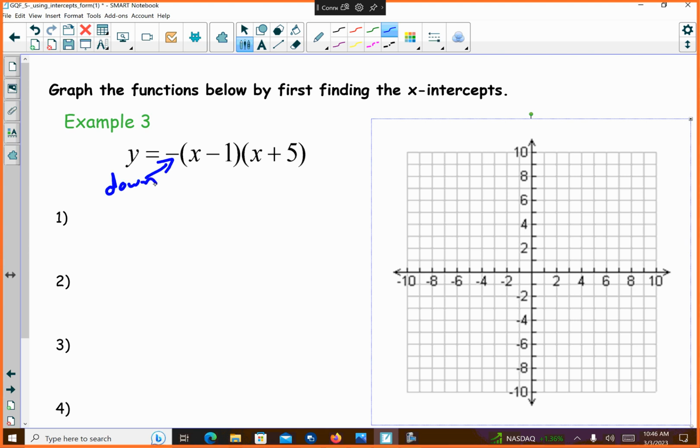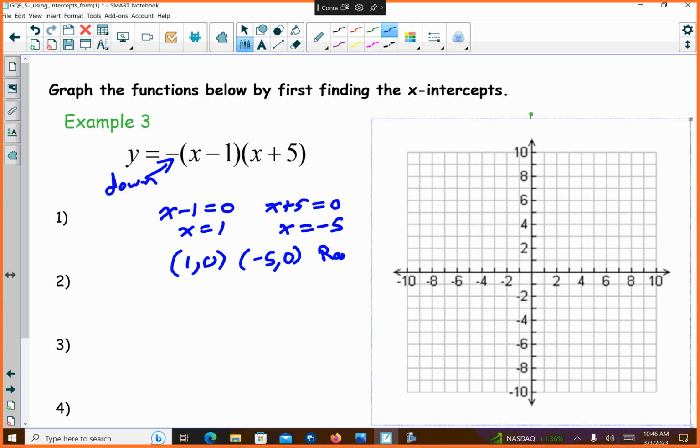Okay? So I'm going to go x minus 1 equals 0 and x plus 5 equals 0. Notice I didn't even incorporate that negative in there. Add 1 to both sides, subtract 5 from both sides. So I find that I get 1 comma 0 and -5 comma 0, and those are called my roots. So 1 comma 0 is there, and -5 comma 0 is there.